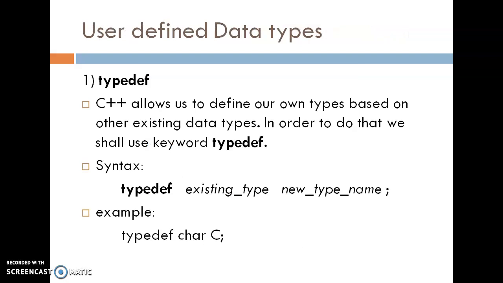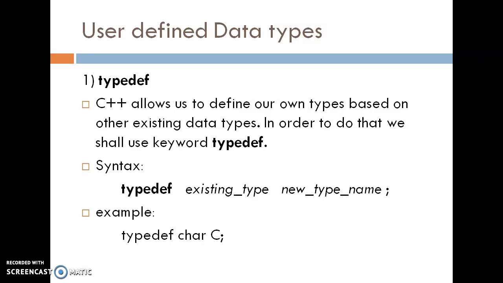The second type of data types are user-defined data types. There are basically 4 user-defined data types in C++. First is typedef, the definition of your own type. C++ allows us to define our own types based on other existing data types. In order to do that, we use the keyword typedef.